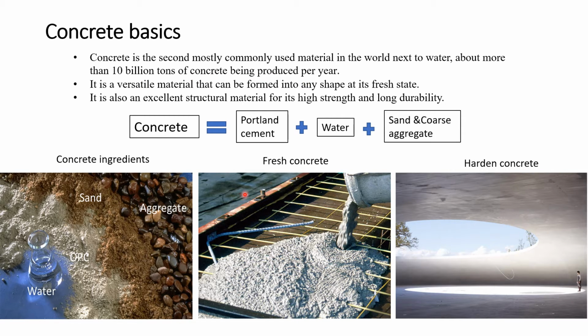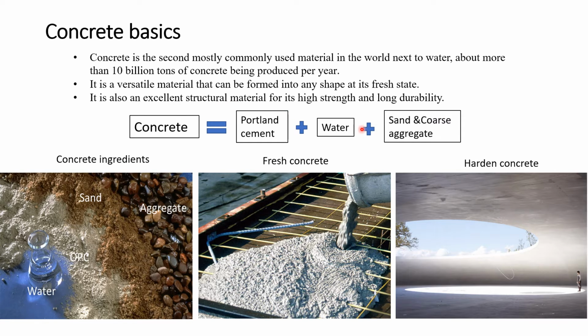The reason why concrete is so widely used is that it is a very versatile material that can be formed into any shape in its fresh state. Once it gets hardened, it is also an excellent structural material because it has high strength and long durability. Because of this, concrete has been widely used in bridges and buildings, which can make the structure last very long. There are 4 major ingredients of concrete: water, Portland cement, sand, and aggregate.